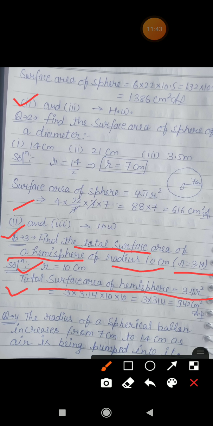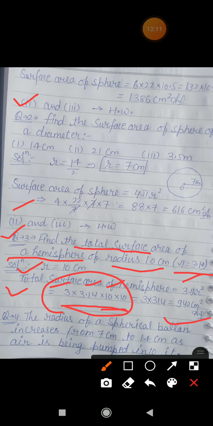Okay, so you have to put the value of all these things, like pi and r, here. So you have to put this value here: 3 into pi, that is 3.14, into r squared, so we write 10 into 10, because the radius is 10 centimeter. Now multiply all these values and get the answer. I feel you can comfortably multiply all these things, so we are not explaining how to multiply it.